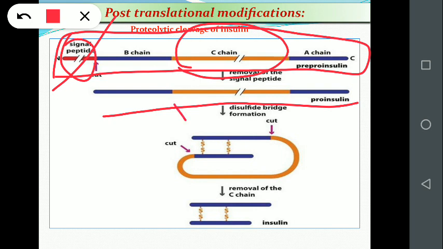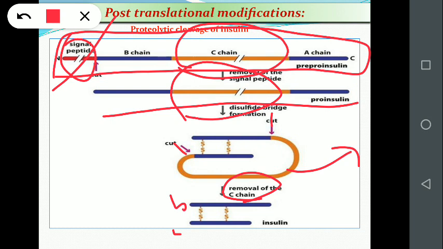The proinsulin now has the B chain, extra B chain. So now this forms this kind of insulin structure, and the proteolytic enzymes will cut here and here and remove the C chain. Once the C chain is removed, you will get A chain and B chain, both bound by the interchain disulfide bonds. So we will get only a 21 amino acid A chain and a 30 amino acid B chain, each in connection with each other by means of the interchain disulfide bonds.